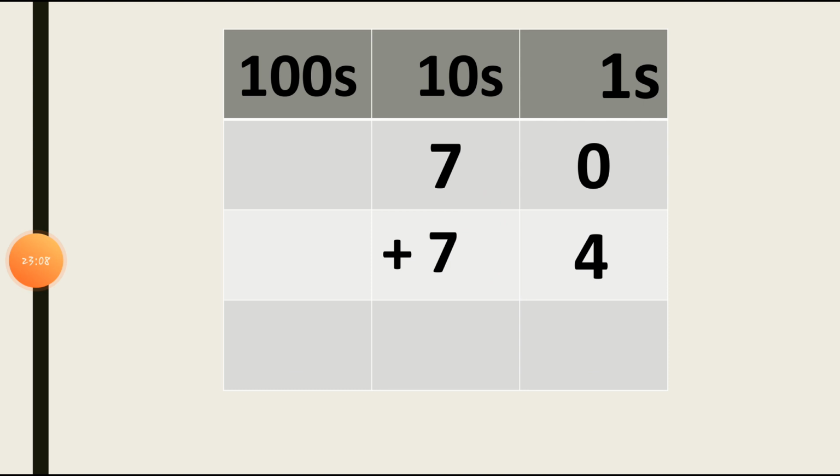Next one. So students, let's start with the ones column now. 0 plus 4. So 0 plus 4, the answer will come 4. We can write down number 4 under the ones column. Next one, the tens column, 7 plus 7. So students, 7 plus 7 is equal to 14. So I write number 4 under the tens column and another one will move to the hundreds column. So this way we can write down the answer.